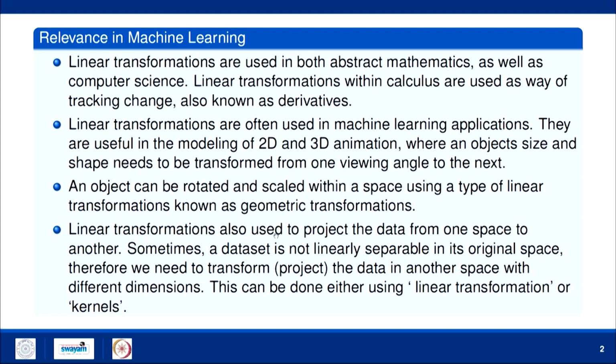Linear transformations are also used to project the data from one space to another. Suppose the data of your classification problem is not linearly separable in its original space. So, what can you do? You can project that data to some other space where it can be linearly separable, and you can make use of a linear classifier like linear SVM or a simple perceptron to classify the complex data that is not linearly separable in the original space.